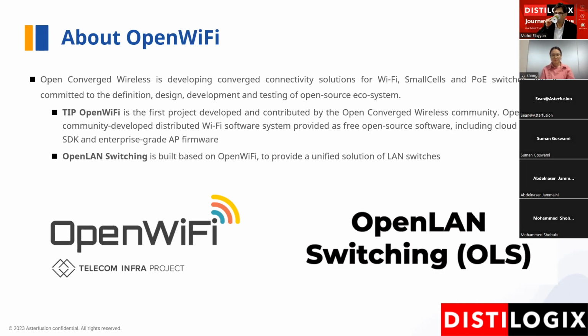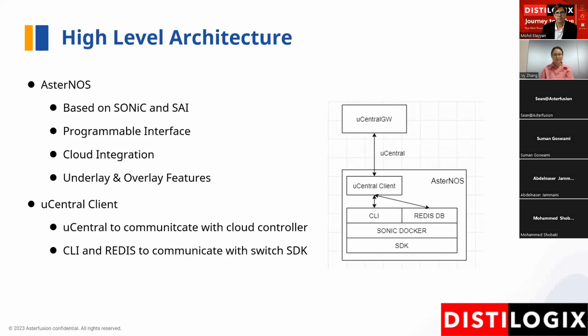Besides that, OLS, the Open LAN Switching, is built as a sub-project that aims to manage LAN switches. The architecture is easy to understand: AsterNOS is running on the switches, and there is a uCentral client installed inside as a container. It communicates with the uCentral gateway, which is installed as a component in the controller for unified management.